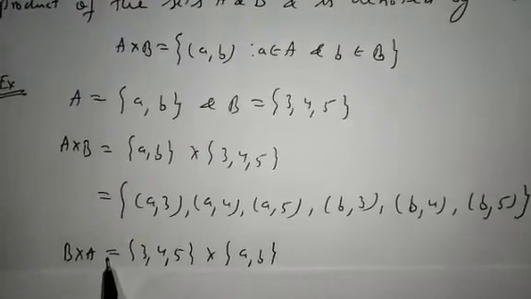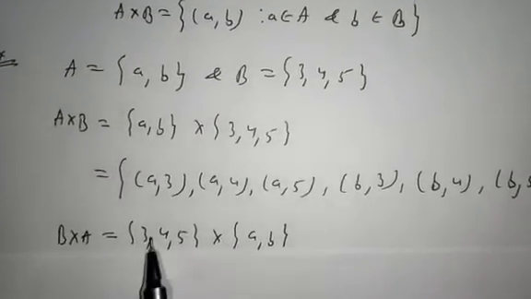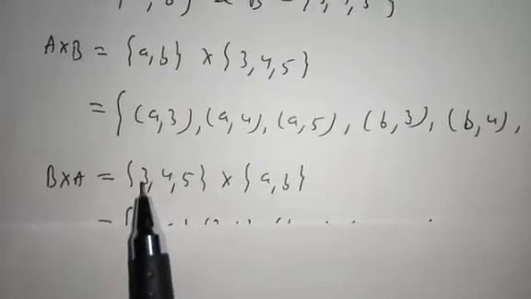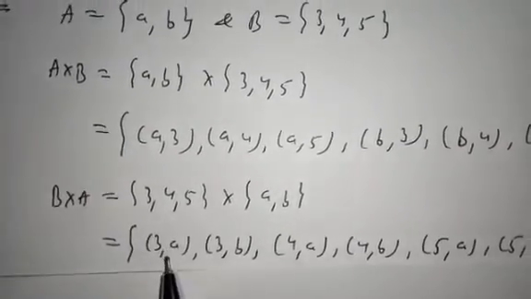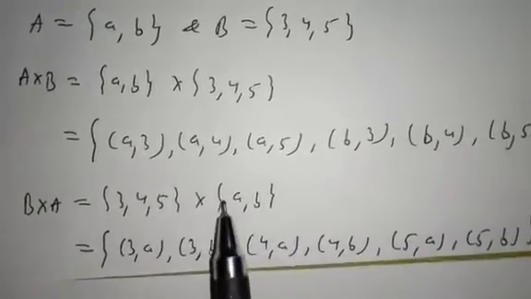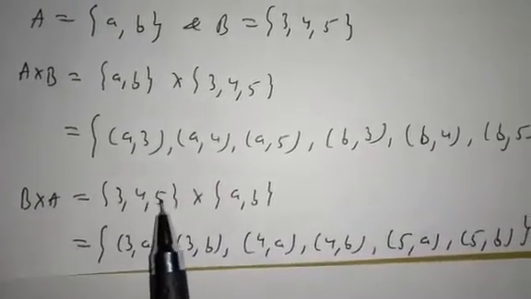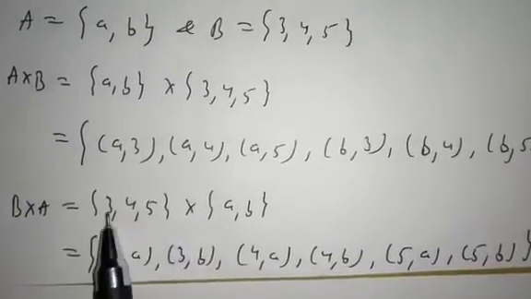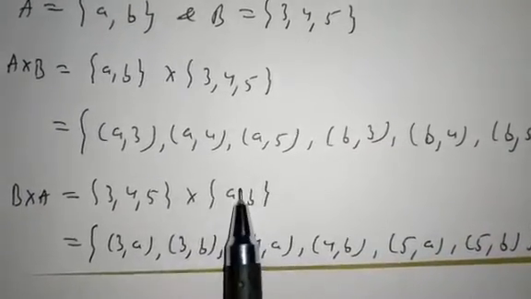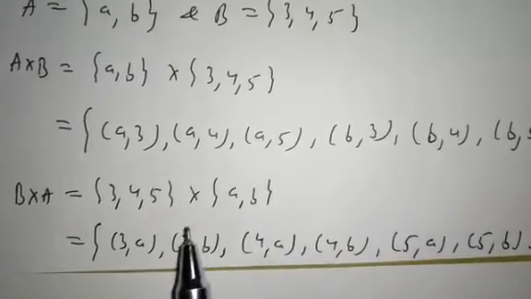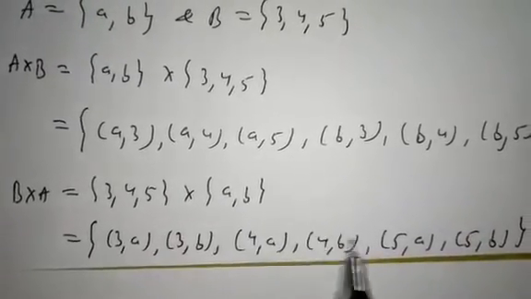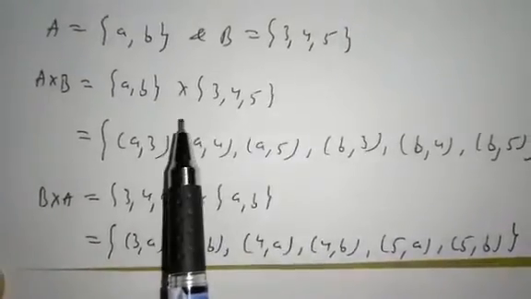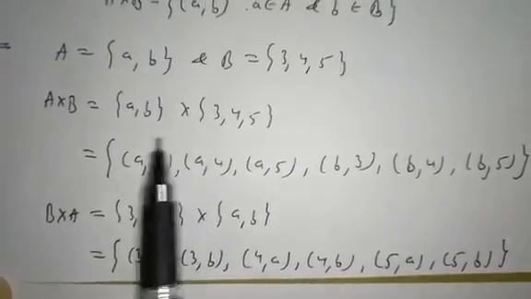Now B × A. In B × A, the first set is B and the second set is A. So now its Cartesian product will be (3, a), (3, b), (4, a), (4, b), (5, a), (5, b). Again, 3 elements are here and 2 elements are here, 3 times 2 is 6. So in B × A, 6 elements should be there: 1, 2, 3, 4, 5, 6. So total 6 elements are there. This is the way we calculate the Cartesian product of two sets.